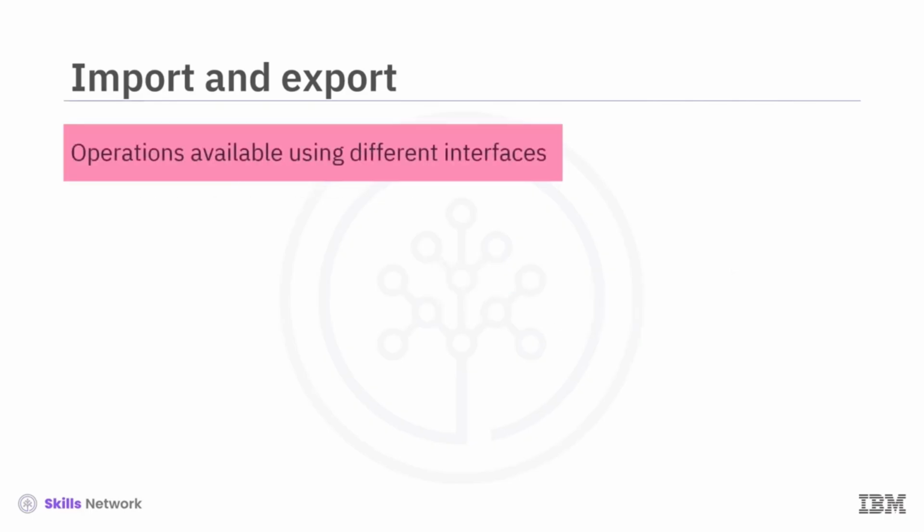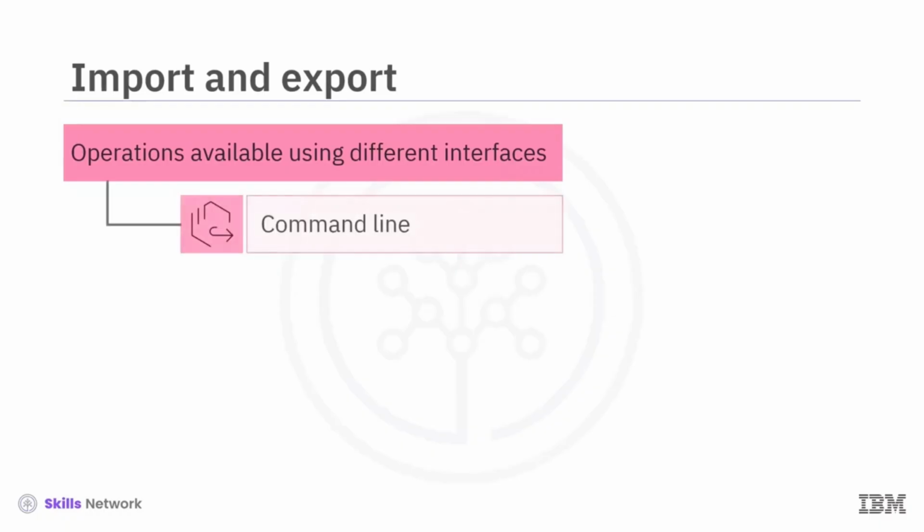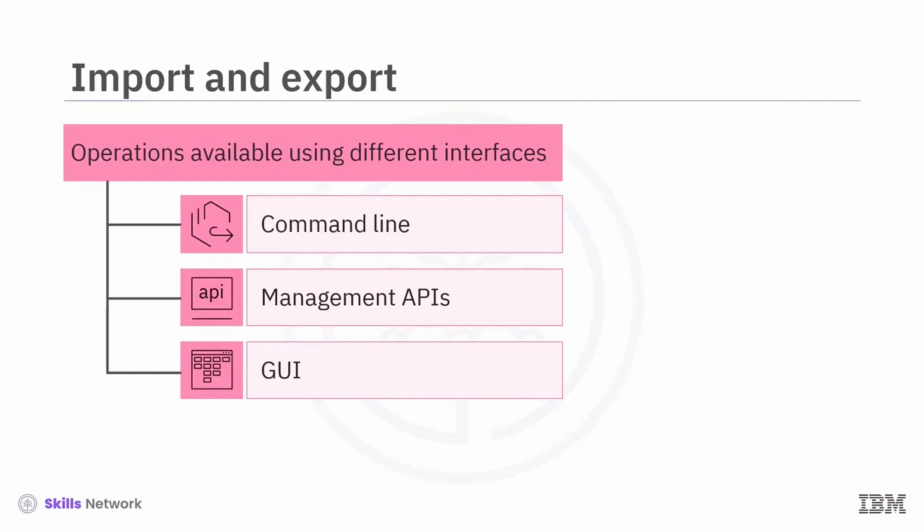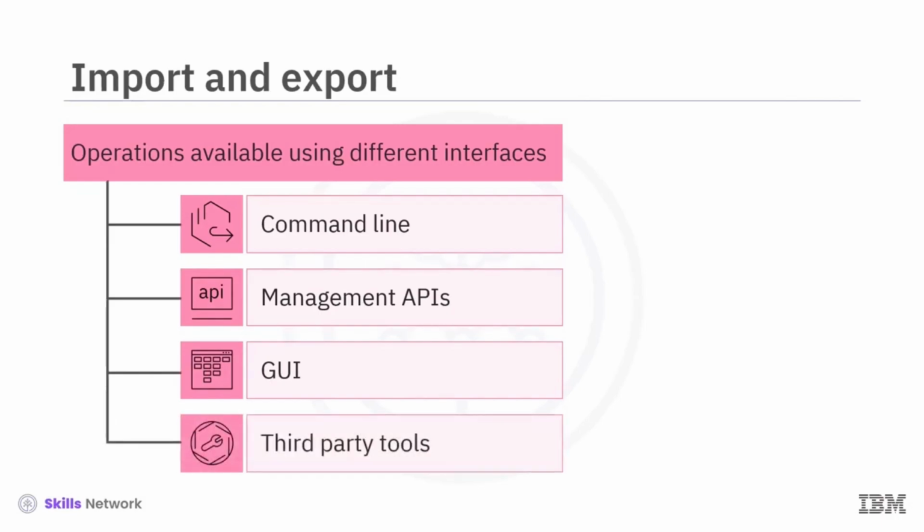Users can perform import and export operations using multiple interfaces. Most databases provide at least a command line utility. Management APIs include support for import and export. The graphical or web administration tools include a visual interface for these operations. And there are also third-party tools that enable users to perform these operations with different RDBMSs.